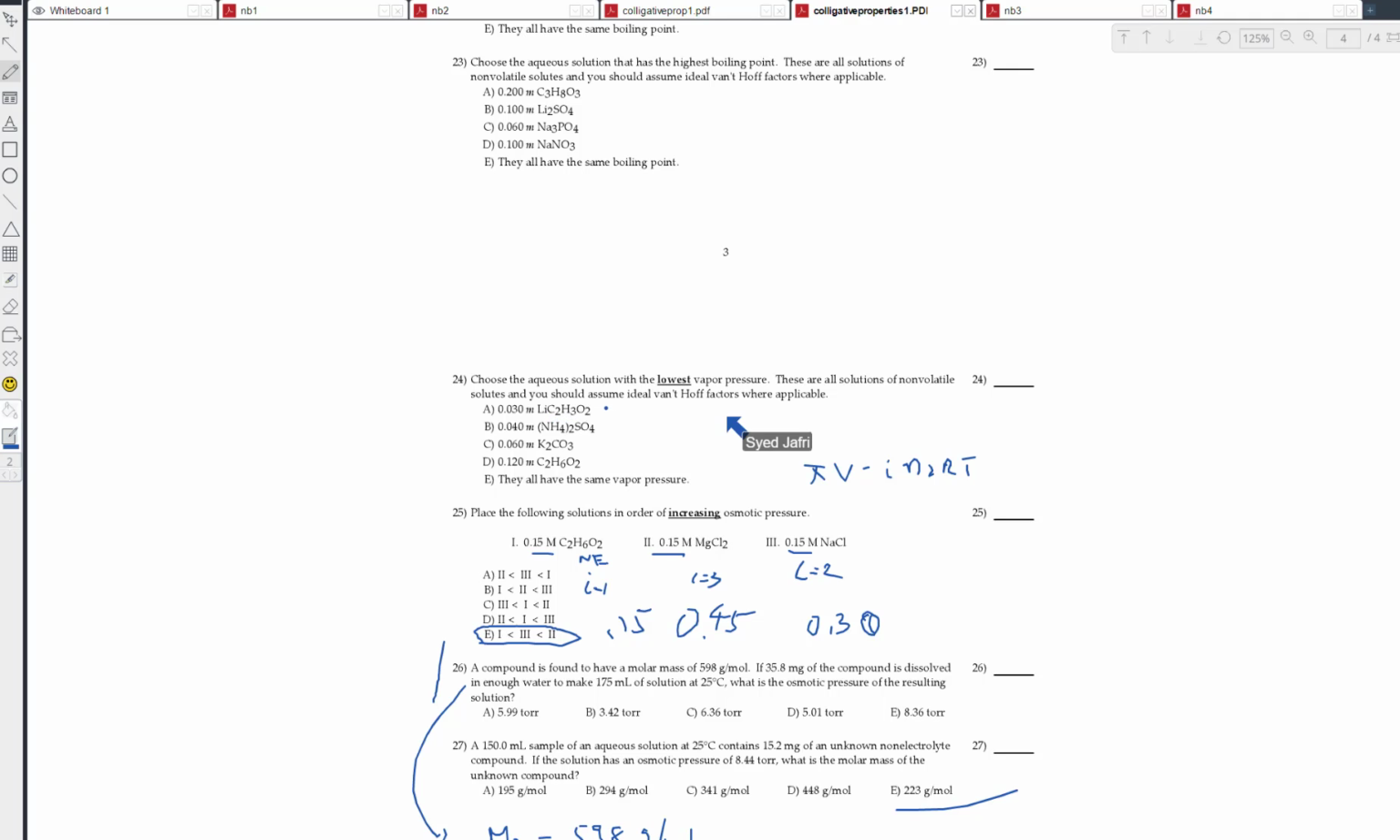This one here, i is 1? No, why is this i 1? Oh no, it's 2, because it can ionize. This is acetate and this is Li, so 2. Li is metal, and this whole thing is another ion.